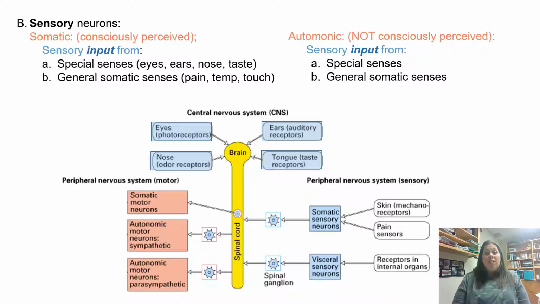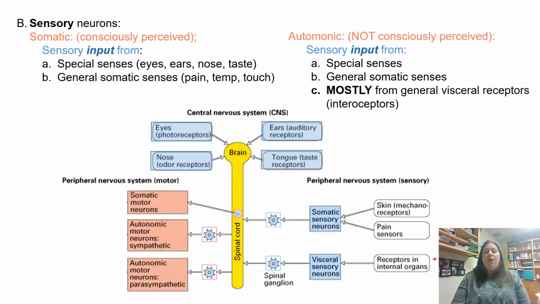We see the same thing in the autonomic, but it's going to be coming again from areas that perception you're not aware of. We see that with the autonomic, these are mostly going to come from your general visceral receptors. These are also known as interoceptors because they are going to be found inside on your internal organs. Okay, so these are located in your blood vessels, your organs, and also inside of your muscles.